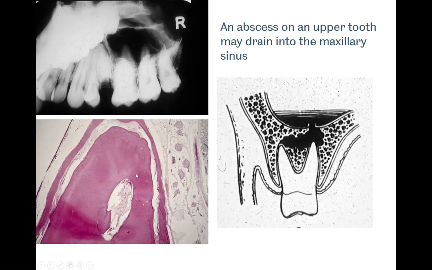As far as the sinus is concerned, again, just a little reprise of anatomy in relation to that. And you can see in this radiograph here just how close the tip of the roots are to the maxillary sinus. Just a very thin shell of bone in the histology. So it can be fairly common for the infection to drain into the maxillary sinus, and the patient will present with the signs and symptoms of sinusitis.